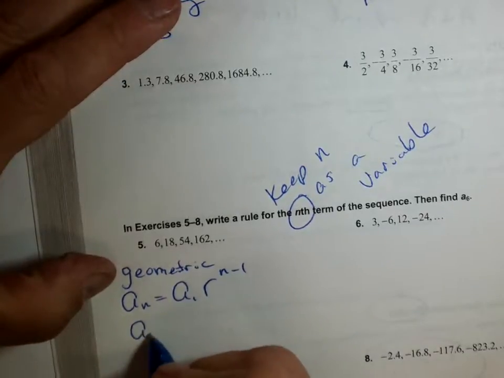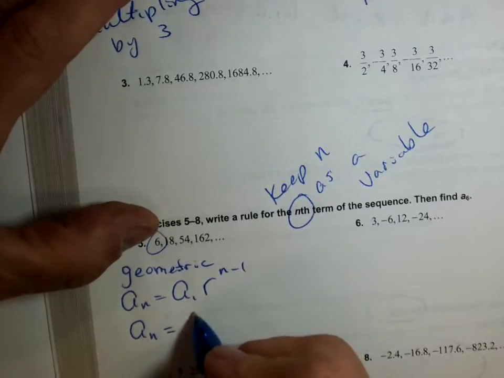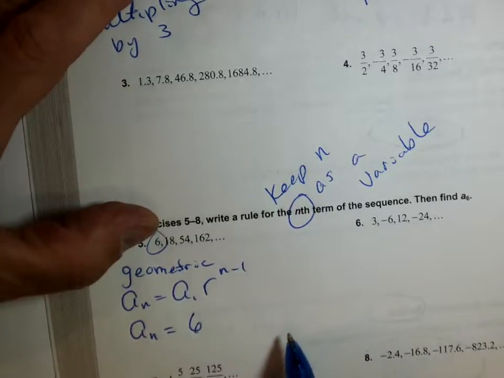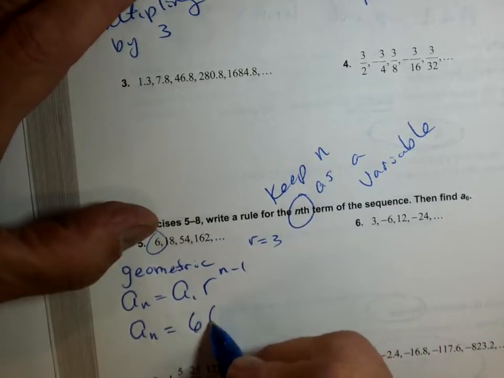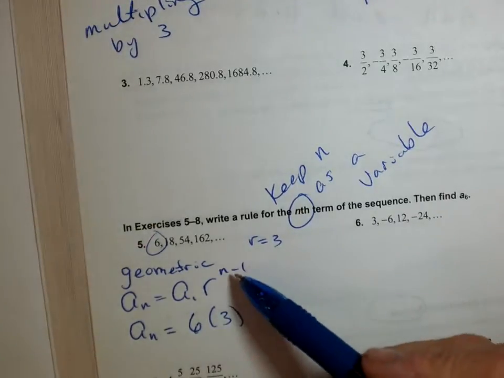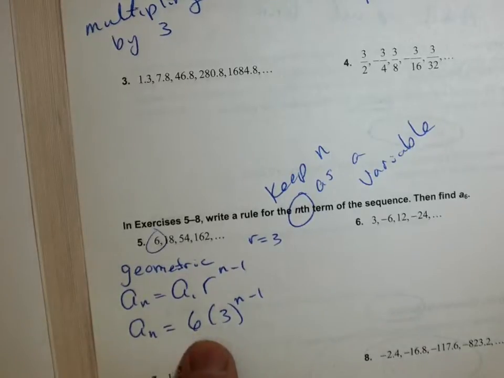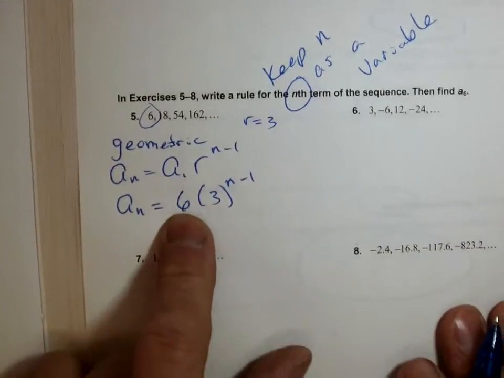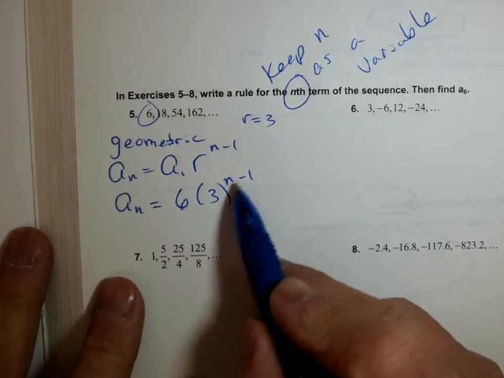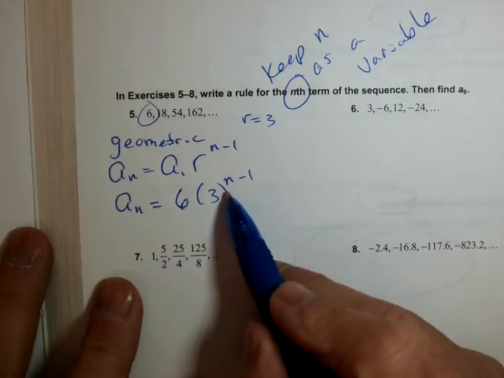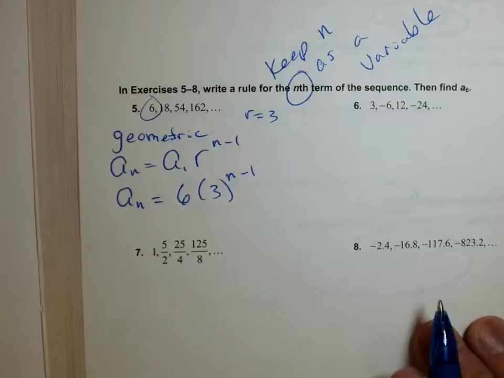I'm going to go a of n equals a1. Well, I know what a1 is. a1 is 6, so I'll put 6 right here. The multiplier r is 3. I know r is 3 because I'm multiplying by 3. So we go 3, and again, I'm trying to make a formula, so we keep n as a variable. n minus 1. Now, do not multiply 6 and 3. Do not do this. You have to be able to do your exponents before you can multiply. Since you cannot do exponents, you have to stop there. That is our formula. It will create this sequence, okay?